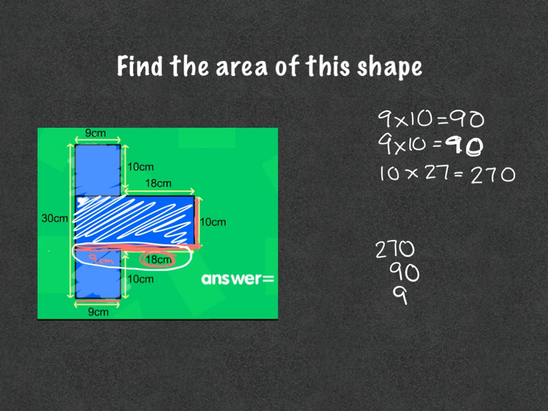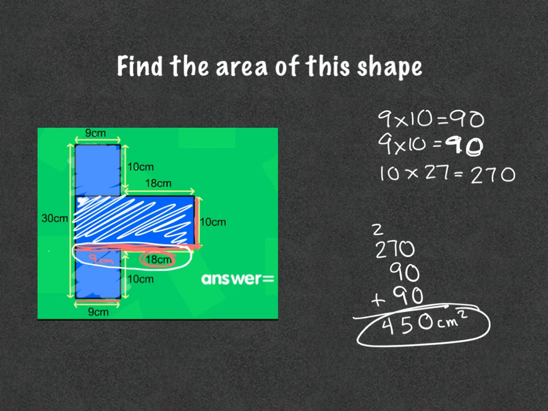So now we're ready to add those up. 270 plus 90 plus 90. So 9 plus 9 is 18, plus 7 more would be 25. Regroup the 2. So 450 centimeters squared. Okay, so that is how you find the area of compound shapes if all of the shapes coming together are rectangles.